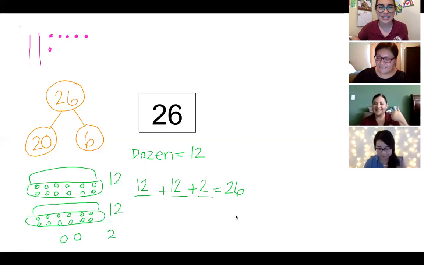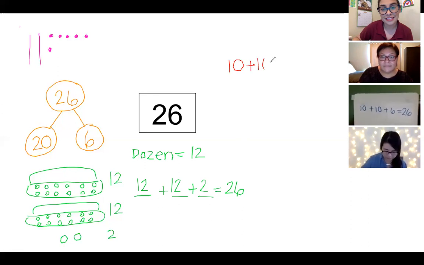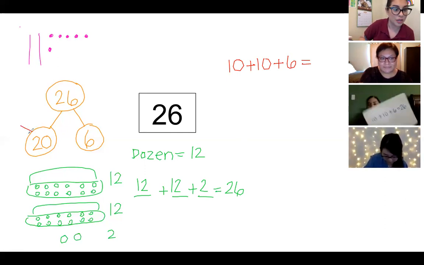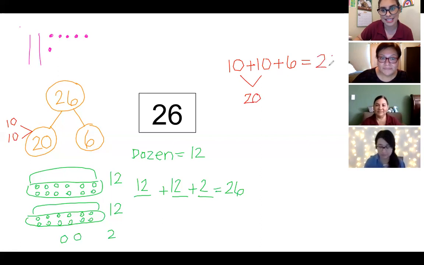All right, Ms. Hernandez, how did you create your number sentence? So I went back to my number bond and I broke that 20 into 2 tens. So I did 10 plus 10 plus that 6 equals 26. Perfect. So Ms. Hernandez decomposed her 20 one more time into 10 and 10, because she knows 2 tens make 20. So 10 plus 10, that's a double, makes 20. And then 20 plus 6 is 26. Perfect. Thank you, Ms. Hernandez.